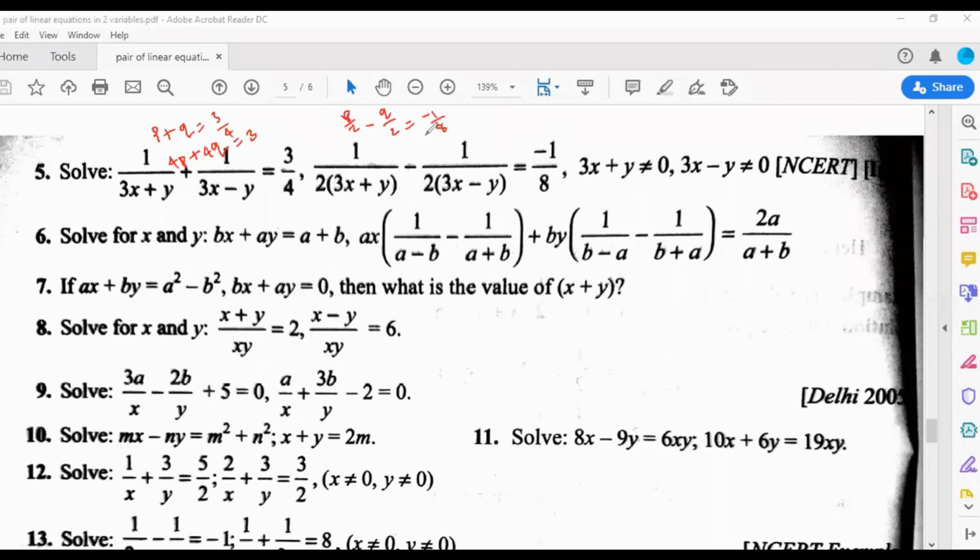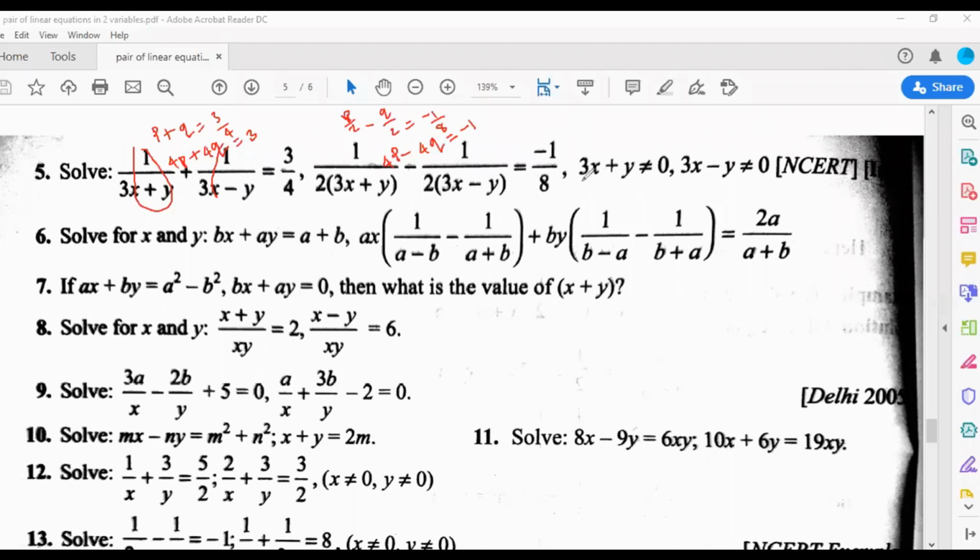And the second equation, if you multiply by which number? 8. So what will come? 4p minus 4q is equal to minus 1. Now the coefficients of the p terms are equal and the q terms are equal with opposite sign. So if you simply add or subtract, you can cancel one of the variables, and then you can find the values of p and q. Then substitute the values of p and q in p is equal to 1 by 3x plus y and q is equal to 1 by 3x minus y. You can find out the values of x and y.